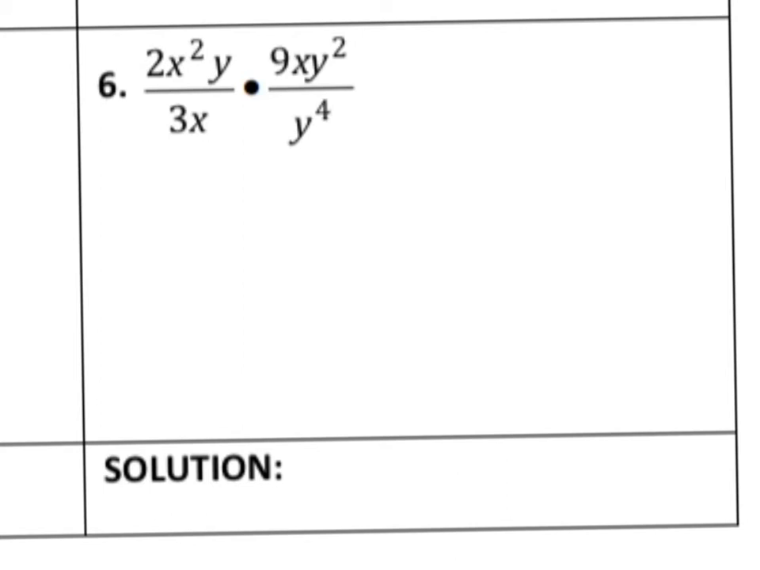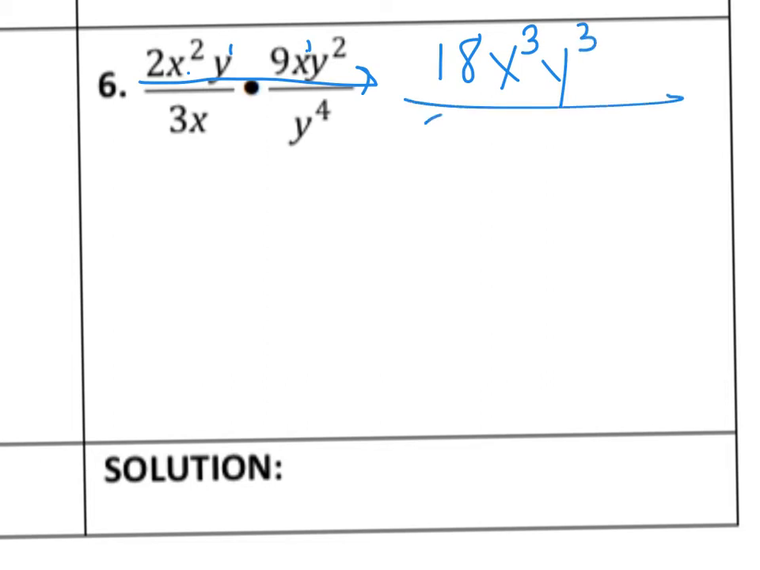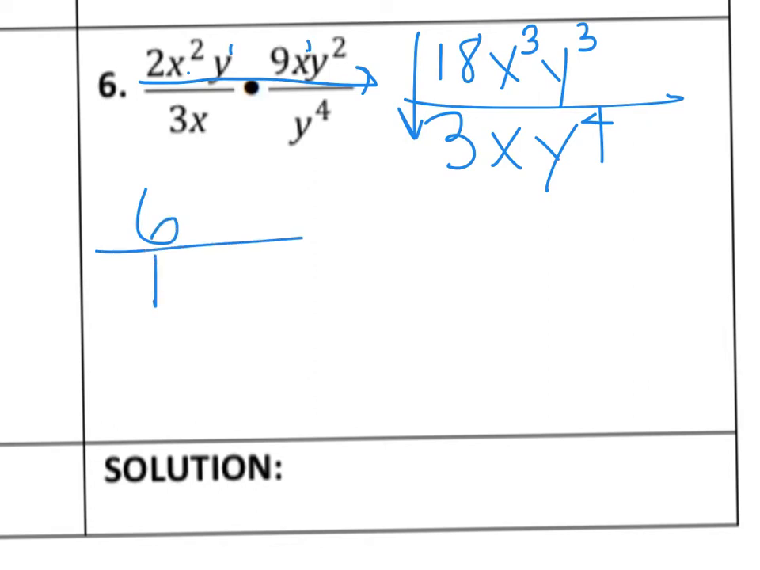Number 6, you're going to multiply through the top and the bottom. So I'm going to start here and say 2 times 9 is 18. And x squared times x, remember I have an imaginary 1 there, so I really have x cubed. And don't forget that, so now I have y cubed as well. And let's look at the bottom. I've got 3x y to the 4th. Next thing we're going to do is reduce this fraction of 18 over 3. So 3 goes into 18 6 times, and 3 goes into itself once.